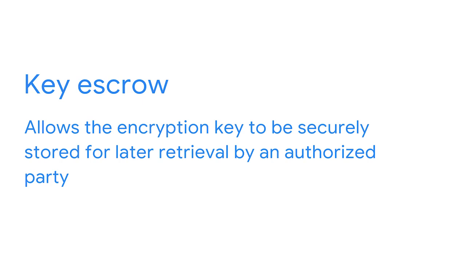Key escrow allows the encryption key to be securely stored for later retrieval by an authorized party. So if someone forgets the passphrase to unlock their encrypted disk for their laptop, the system's administrators are able to retrieve the escrow key or recovery passphrase to unlock the disk. It's usually a separate key or passphrase that can unlock the disk in addition to the user-defined one. This allows for recovery if a password is forgotten. The recovery key is used to unlock the disk and boot the system fully.